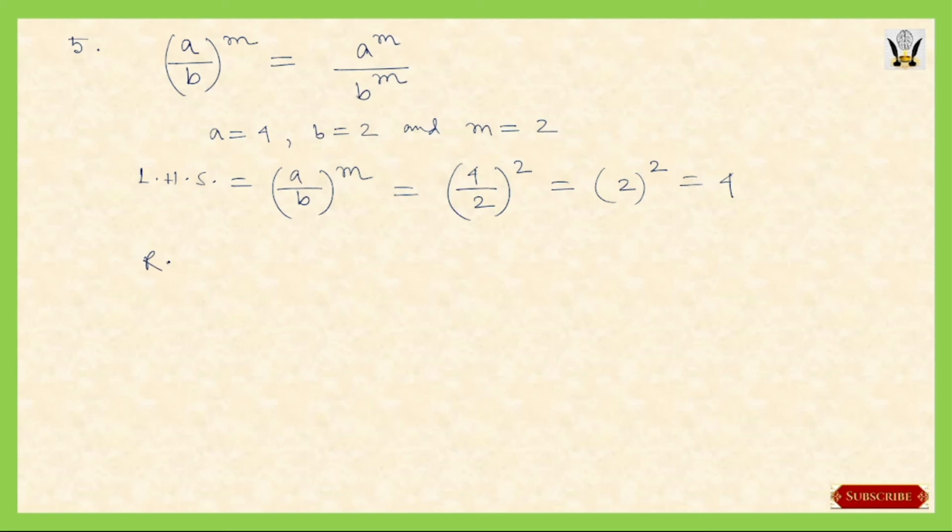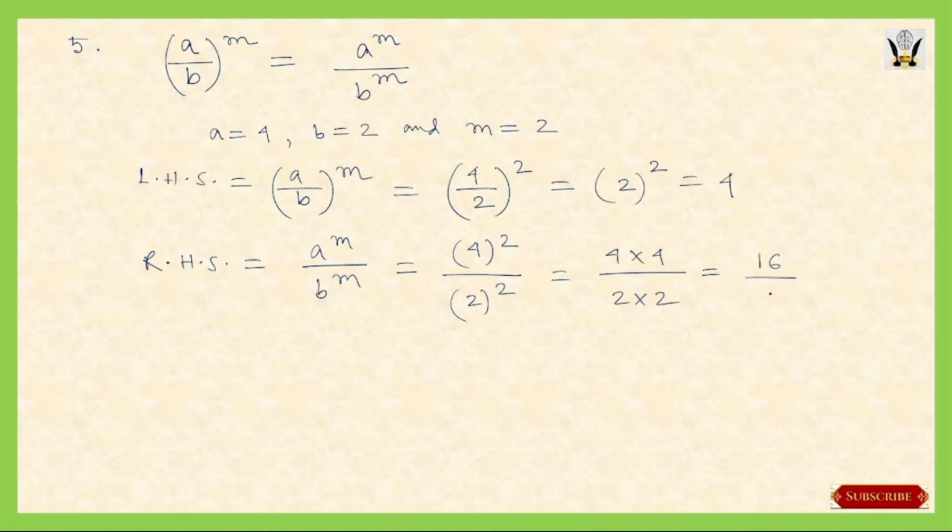And now separately if we evaluate the right hand side, then it will be a to the power m divided by b to the power m. A to the power m means a is 4 and power is 2, and divided by b is 2 and then power is also 2. 4 to the power 2 means 4 will be multiplied by itself twice. So in the numerator 4 4s are 16, and in the denominator we have 4. So finally it will be 4 only. From the left hand side we obtained 4, from the right hand side also we obtained 4. That means this proves this law.